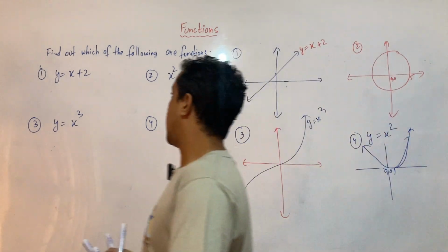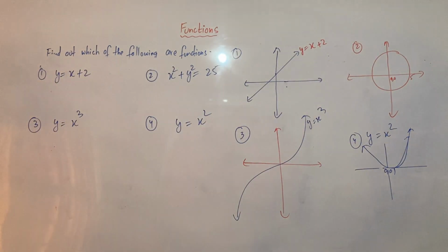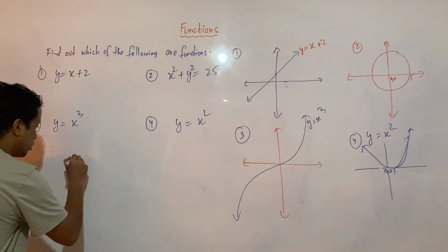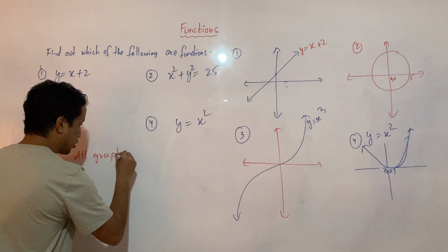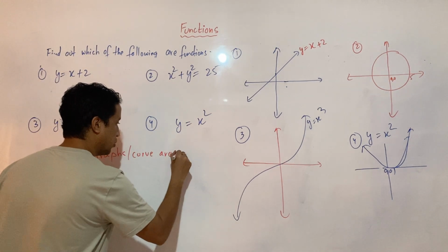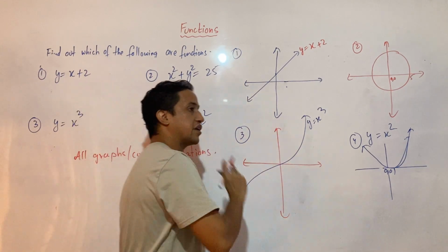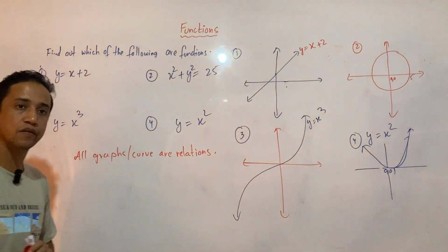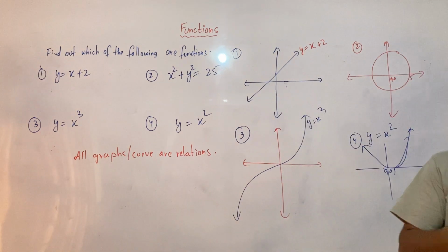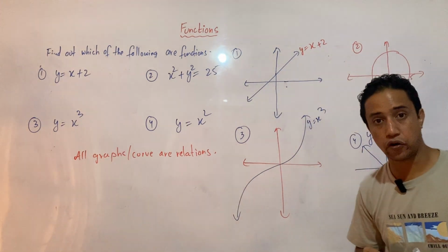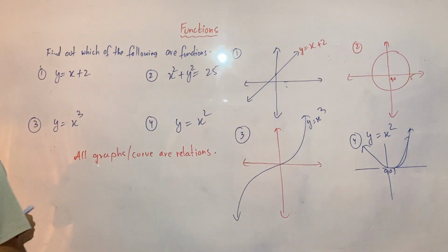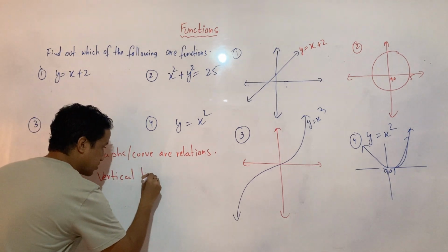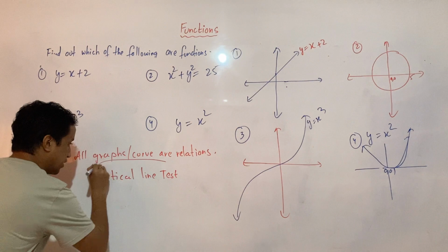Okay, now if you are given the curves and someone asks you whether these curves are functions or not, first thing you need to understand here is that all graphs, curves are relations. Okay, they all are relations, but not all relations are functions. So that's why not all graphs and curves are functions too. So here, to test whether a given graph is a function or not, you have to perform one test, and the name of that test is the vertical line test. Okay, vertical line test. What does it mean, vertical line test?